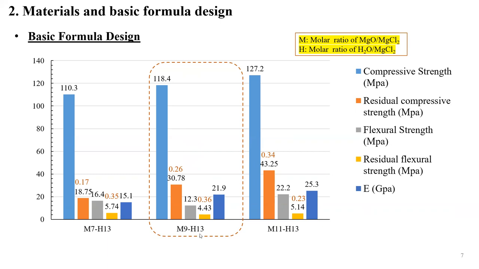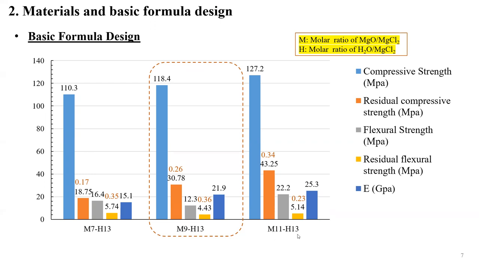Then if you look at the M9H13, the compressive strength is 118 megapascal. After immersion in water, we still get 30.78. The water resistant coefficient increased to 0.26. For the flexural strength, before water immersion, it's 12.3 megapascal, and after immersion in water it is 4.43. The coefficient is 0.36. And then the Young's modulus is 21.9, which is quite a reasonable value.